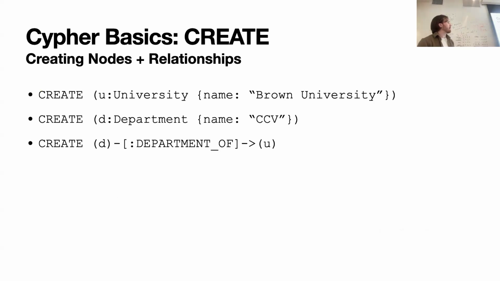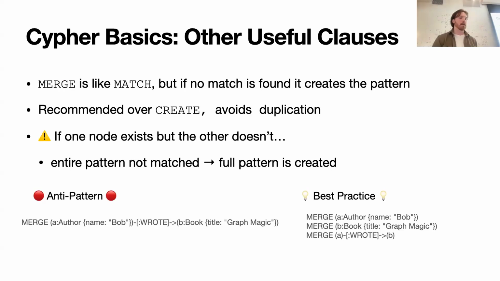So if we go back here, I guess I have an example right here. If we try to create an author Bob who wrote the book Graph Magic, then if there is an author Bob, but there's not a book Graph Magic, we've only matched a partial portion of this query, then it's going to create a new Bob node. So we don't want that. We would get a duplication in our database.